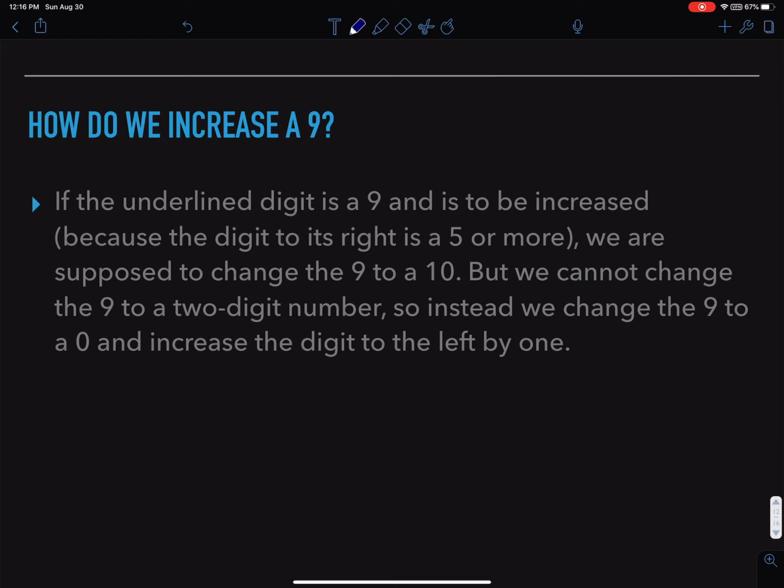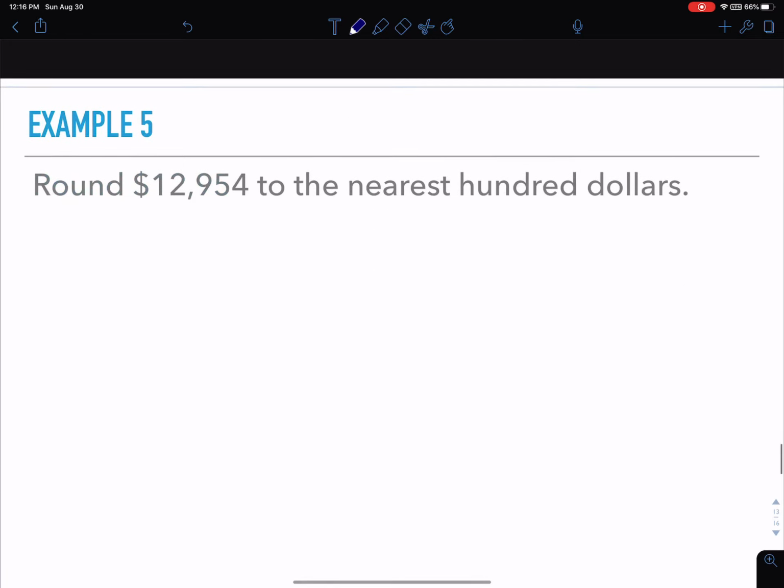How do we increase a 9? If the underlined digit is a 9 and it's to be increased because the digit to the right is a 5 or more, we are supposed to change the 9 to a 10, but we can't make it a 2-digit number. So instead, we change it to a 0 and increase the digit to the left by 1.